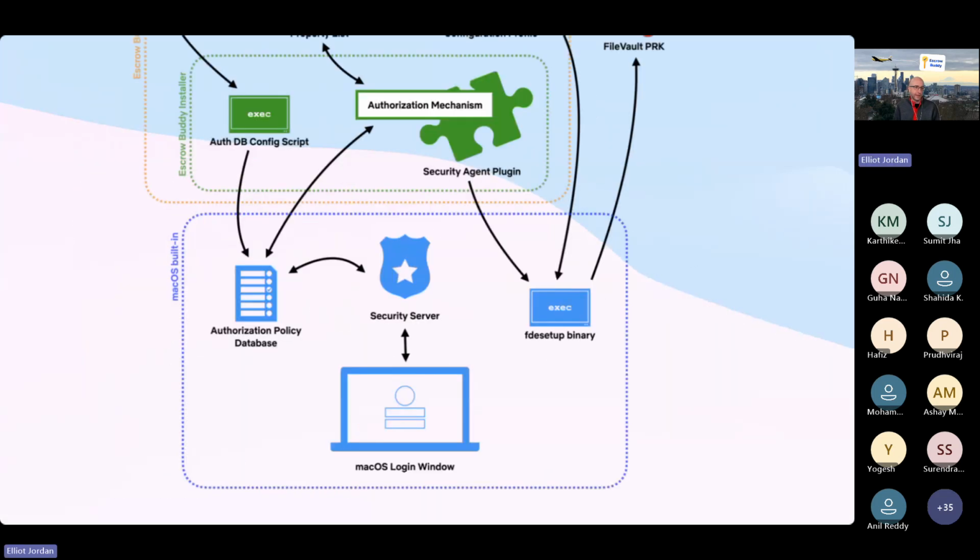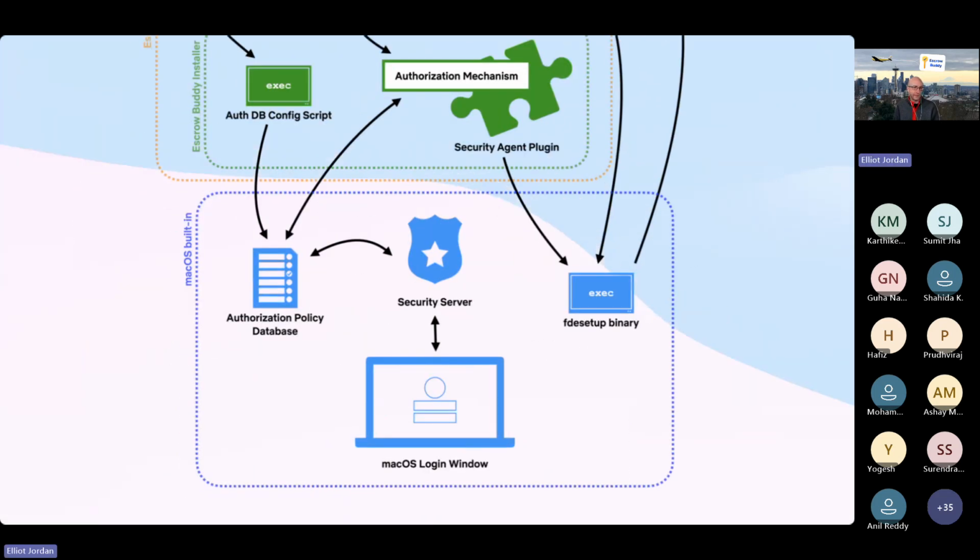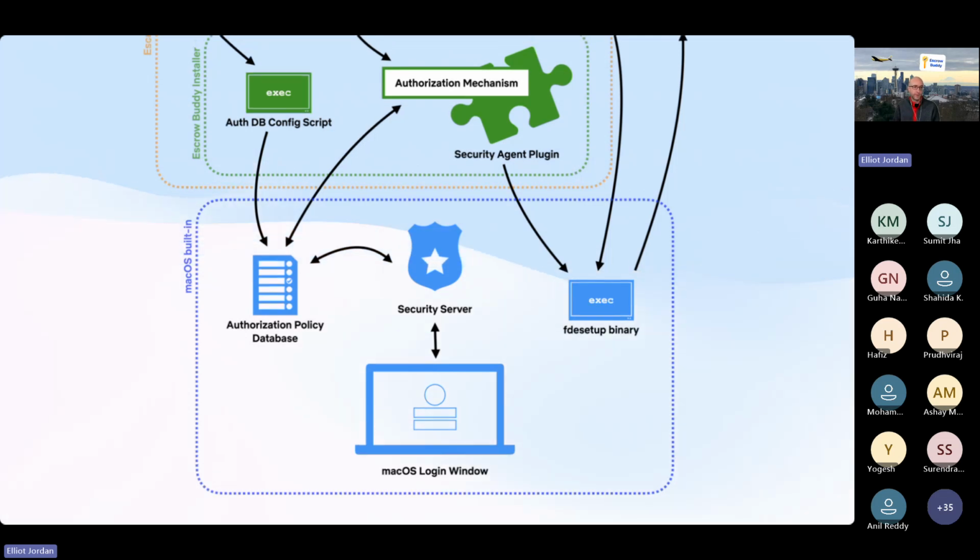So I've created a diagram of the systems and components that Escrow Buddy uses to enact its authorization plugin. It all centers around the trusted, unaltered macOS login window experience. It's exactly the same login window that people are already used to. The macOS security server, the authorization policy database, and the FD setup binary in blue here are all built into macOS. There's no third-party components needed for that level.